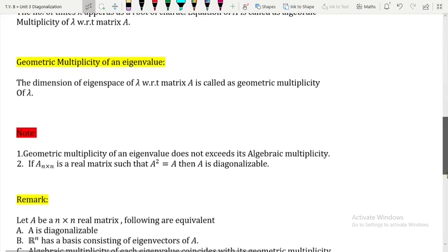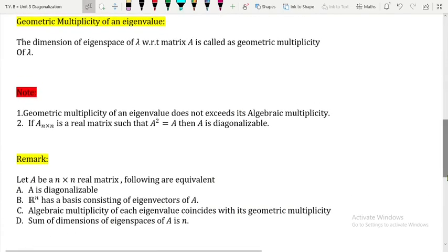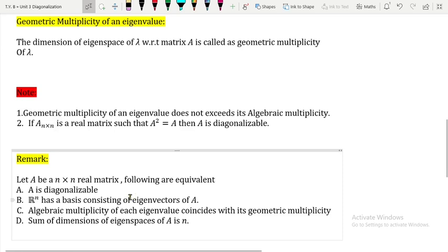Now we have not learned any concrete thing regarding how to decide whether a matrix is diagonalizable or not, therefore this theorem. The proof we will see in future, obviously if time permits. Let A be a real matrix of order n, and then the following statements are equivalent. The first one is A is diagonalizable. The second one is R raised to n has a basis consisting of eigenvectors of A.